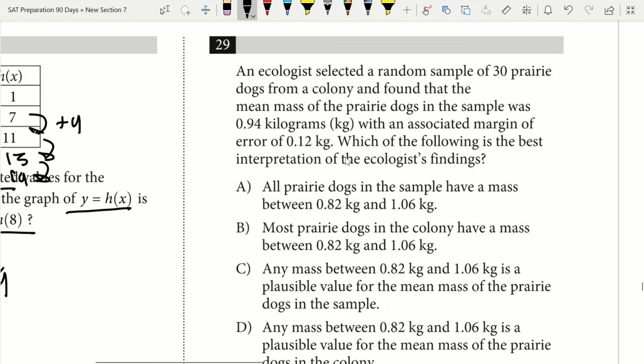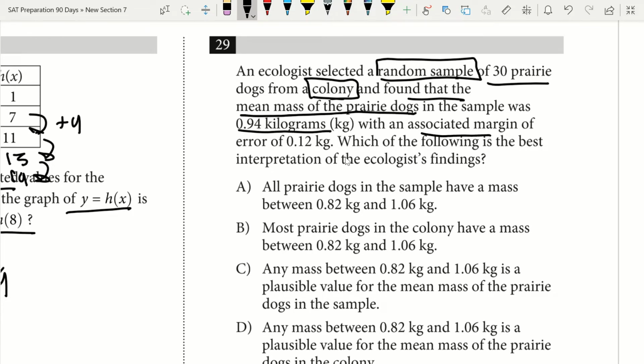All right, now we've got 49. An ecologist selected a random sample of 30 prairie dogs from a colony. Random sample means I can apply it to that whole colony, and found that the mean mass of the prairie dogs in the sample was 0.94 kilograms, with an associated margin of error of 0.112 kilograms. Which of the following is the best interpretation of the findings?